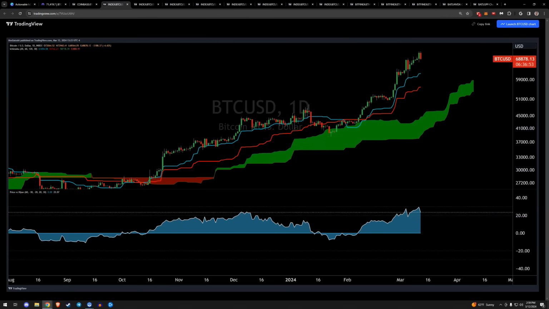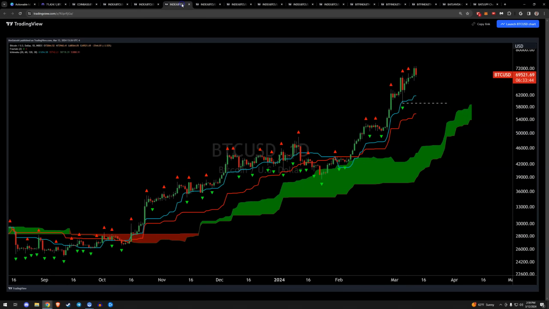I mean, we're looking at this. It could take the rest of the month to show its true colors here and potentially roll over, even though I doubt that's actually going to happen because of the ETF inflows.